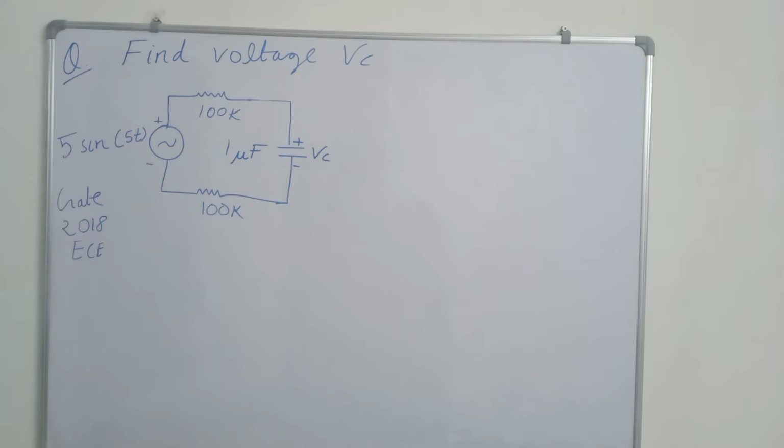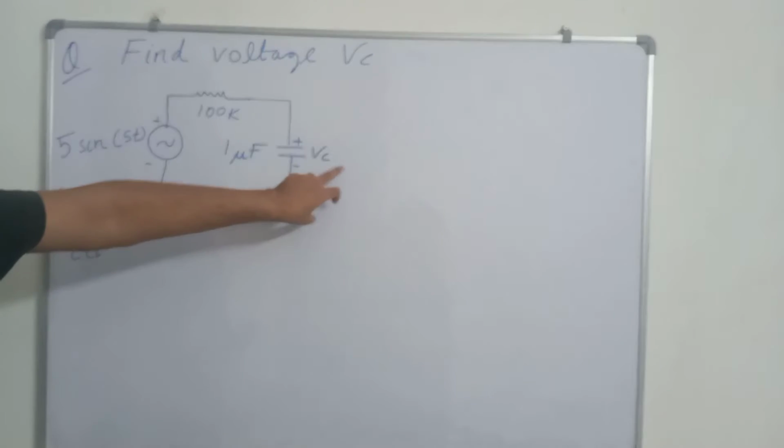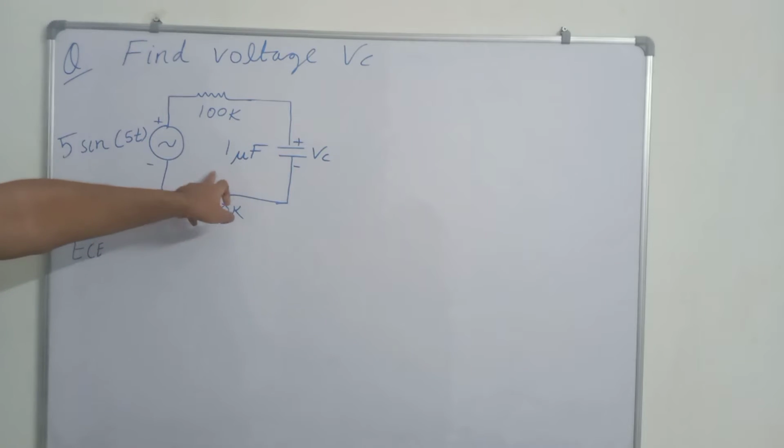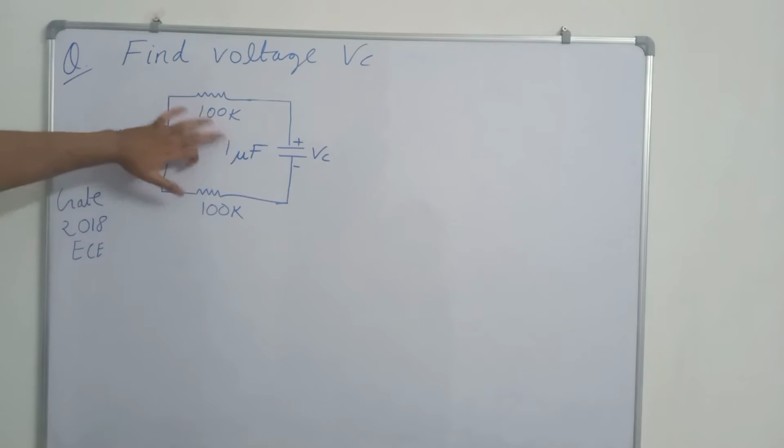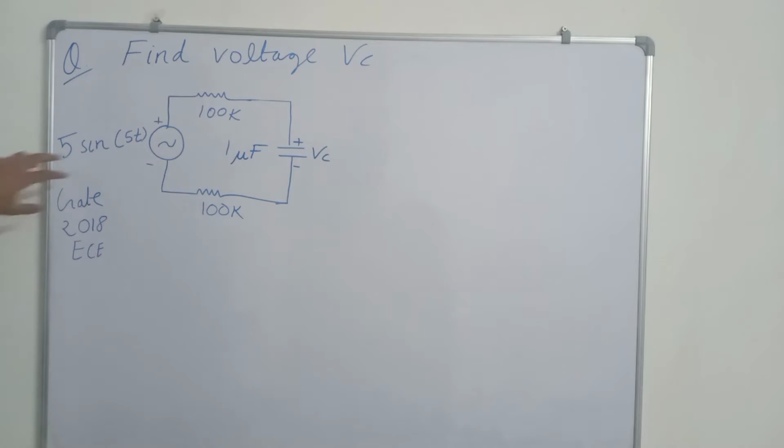So this is a question from GATE 2018 electronics branch. It is based on sinusoidal steady state analysis. We have to find the voltage Vc, which is the voltage across the capacitor. The capacitor is of 1 microfarad value. These two are 100k and 100k, two resistances, and the input voltage is 5 sine of 5t. So we have to find the voltage across the capacitor.